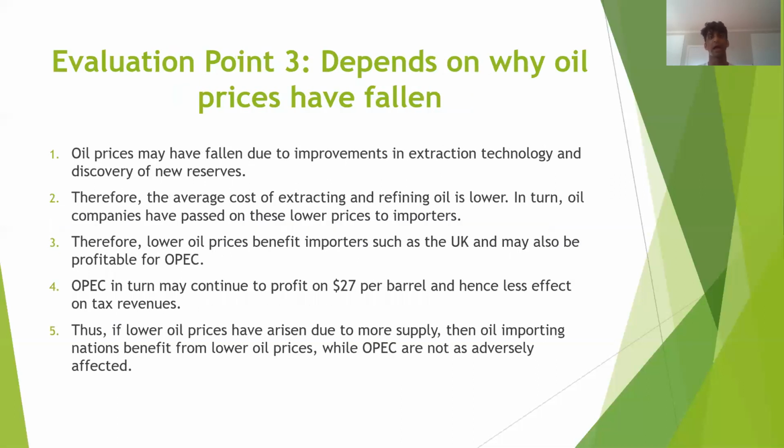Last but not least, this is our last point, and it really depends on why oil prices have fallen. And for me, I think this is the most important point. Because what if oil prices are $27 a barrel because we are better at extracting oil and we have found new reserves? So in other words, it's a supply side improvement. If we have better extraction technology, that means we can dig up more oil in a particular oil rig. And as a result, for a company, let's say like BP, their average cost, their cost of production, the cost of extracting and refining oil, is now potentially lower due to that improvement in technology, which has made them more productive. And if the average cost is lower, that means they can pass on those lower costs in the form of lower prices to importing nations.